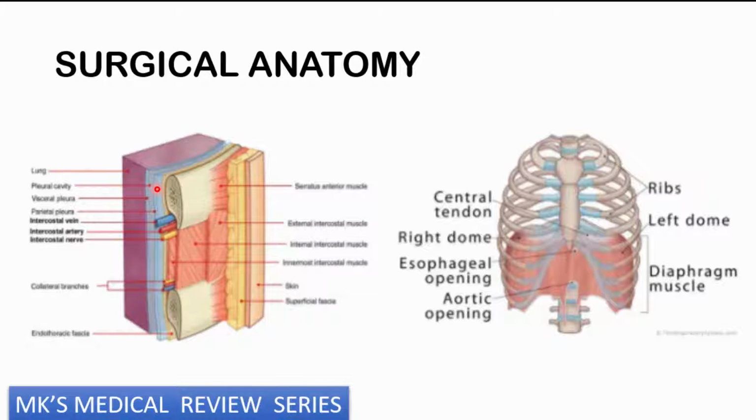And then in between the parietal pleura and the visceral pleura is this potential space, which we refer to as the pleural space. Then on the other hand here, we can see the dome of the diaphragm. Of course, here we have your esophageal opening and the opening of the aorta.